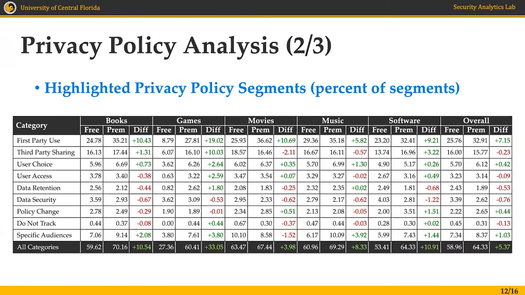Moreover, we noticed that free content paragraphs are less likely to contain useful information regarding the data collection practices. This indicates that premium websites are more to the point, while ambiguity rules the free content websites, in particular for the first party use category.